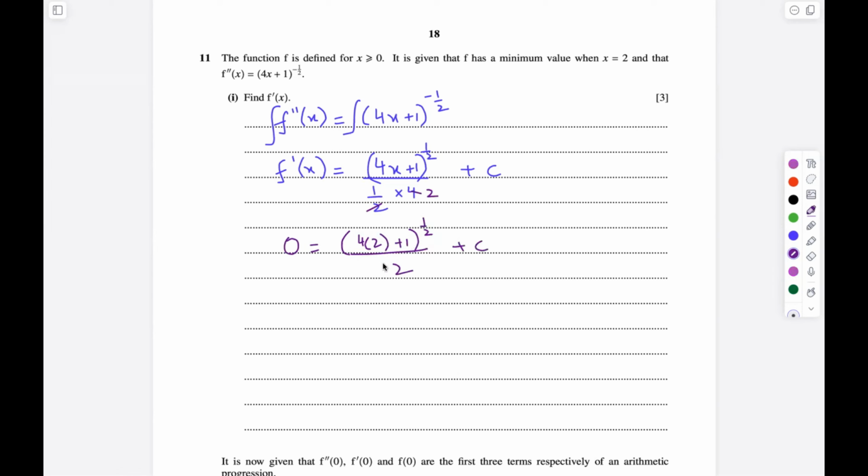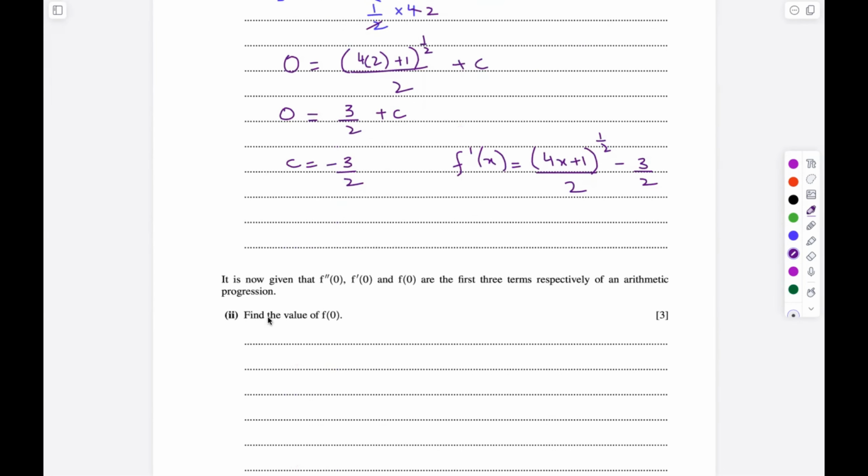So 8 + 1 is 9. Square root of 9 is 3. So this will be 0 = 3/2 + c. So the value of c will be equal to -3/2. Once we have the value of c, we can write that f'(x) will be equal to (4x + 1)^(1/2) divided by 2, and the value of c is -3/2.